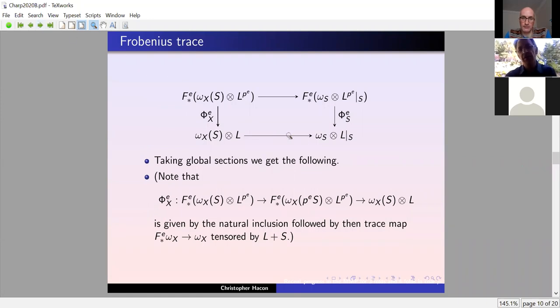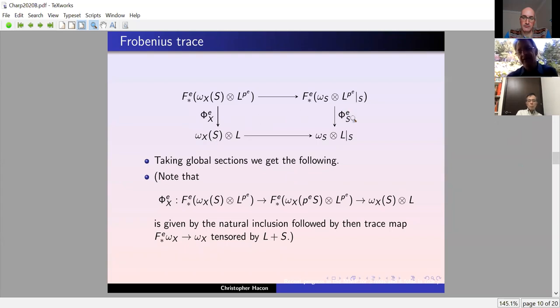So the bottom line is just a restriction. I take the canonical line bundle on X, I twist it by the divisor S and by a line bundle L, and I can restrict to S. So maybe if S is, for simplicity, a smooth divisor in a smooth variety, then when I restrict to S, I just get the canonical line bundle of S twisted by the restriction of the line bundle L to S.